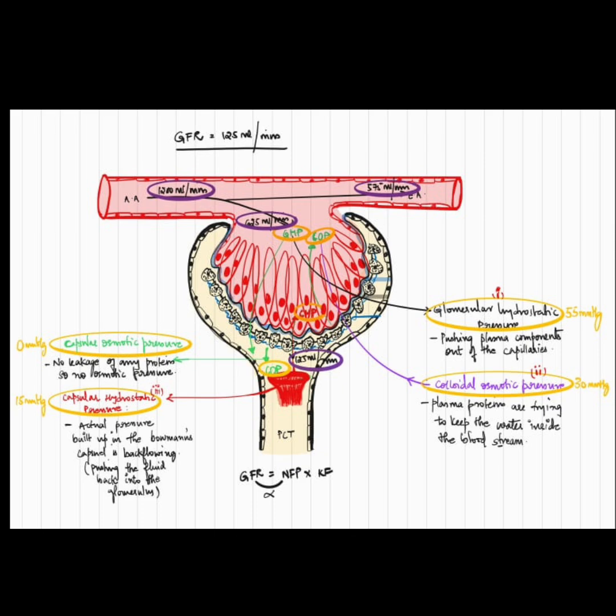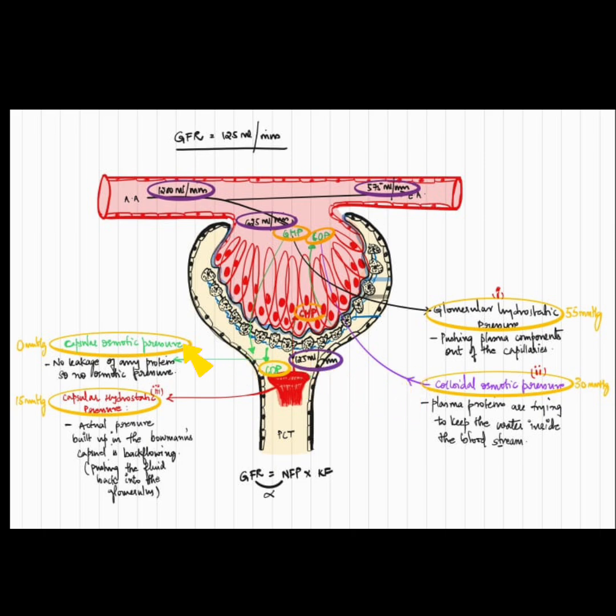There are different pressures playing roles, like the glomerular hydrostatic pressure, colloidal osmotic pressure, capsular osmotic pressure, and capsular hydrostatic pressure. The glomerular hydrostatic pressure helps in pushing the plasma components out of the capillaries. This pressure is 55 millimeter of mercury. The colloidal osmotic pressure. The plasma proteins here are trying to keep the water inside the bloodstream. This is 30 millimeter of mercury.